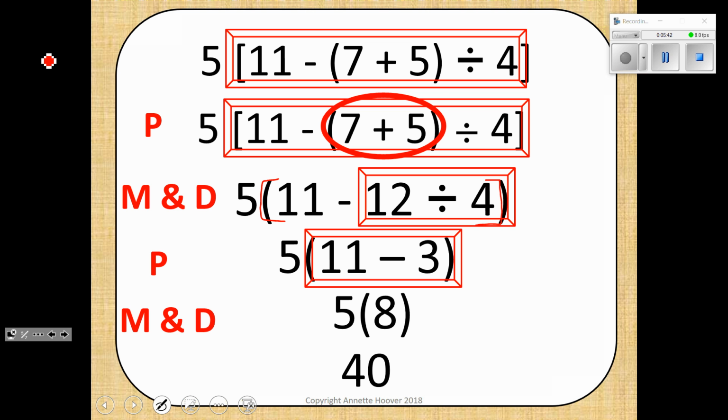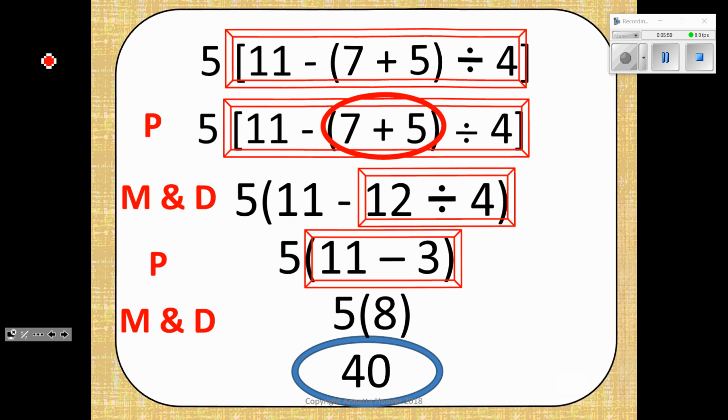So if you have more than one set of parentheses, you will have brackets just so you can tell which is parentheses and which is brackets. You're going to do the innermost first until you have completely solved the brackets or parentheses down to one number.